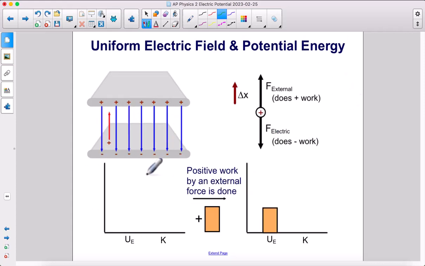In this case, we start out with no energy, and then the external force does positive work on this charge, leaving us with potential energy at the end.